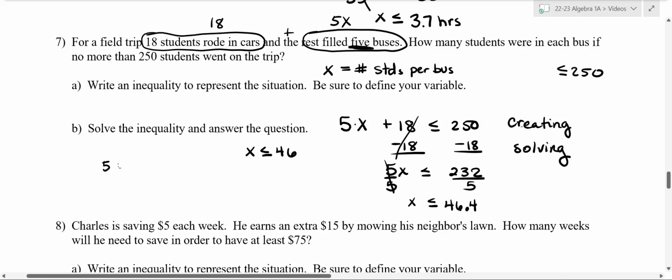Let's see, what's 5 times 46, and then plus 18? That's 248. Still a little bit under. So x can be less than or equal to 46.4. So it has to be less than 47 students per bus.